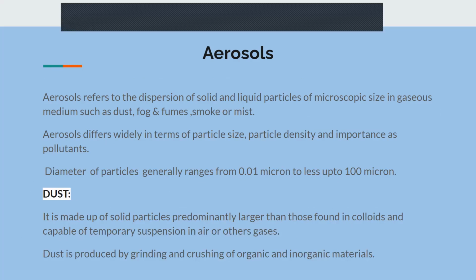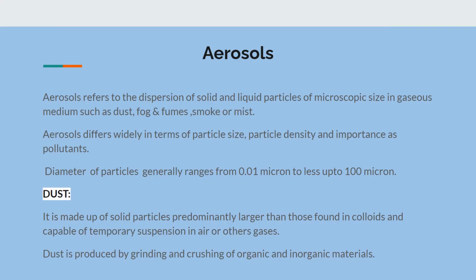Here it is given in a bit more detail. Aerosols refer to the dispersion of solid and liquid particles of microscopic size in a gaseous medium such as dust, fog, fumes, smoke, or mist. Aerosols differ widely in terms of particle size, particle density, and importance as pollutants. Diameter of particles generally ranges from 0.01 micron up to less than 100 micron. Aerosols generally start from 0.01 micron and go up to less than 100 micron, and if it is more than 100 micron, what happens?